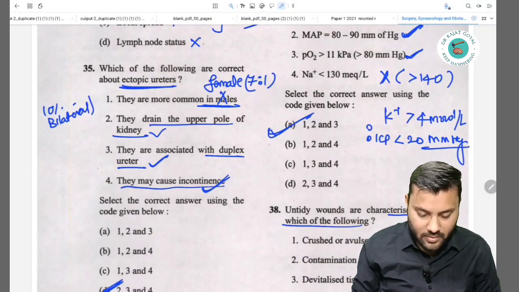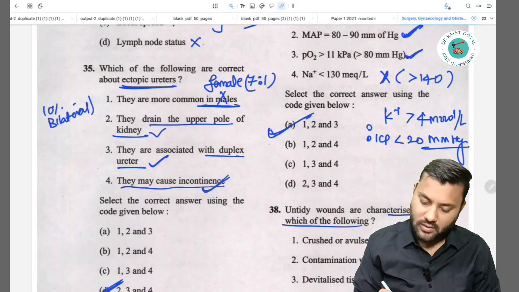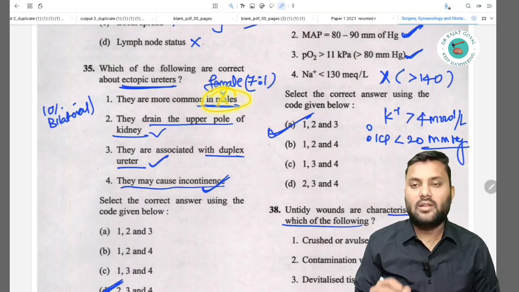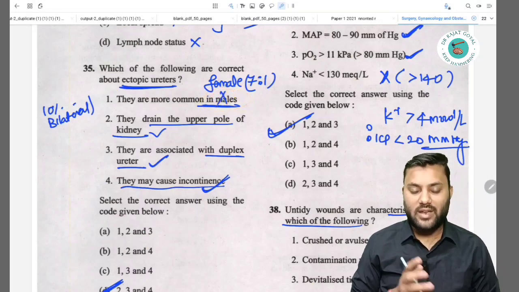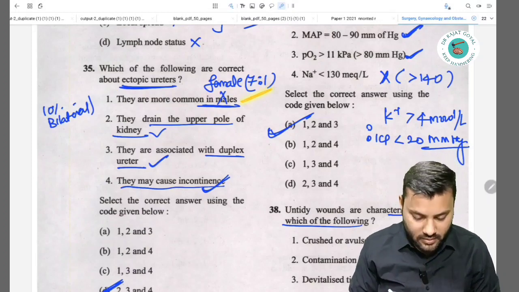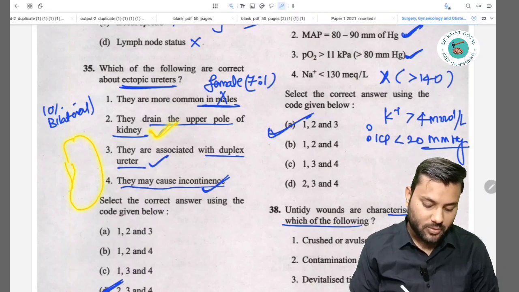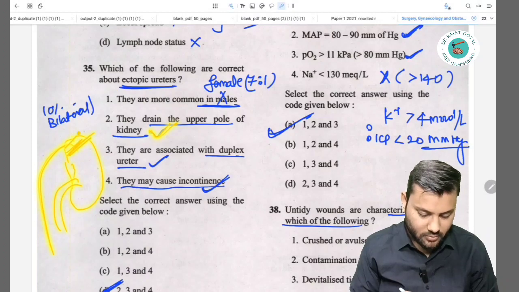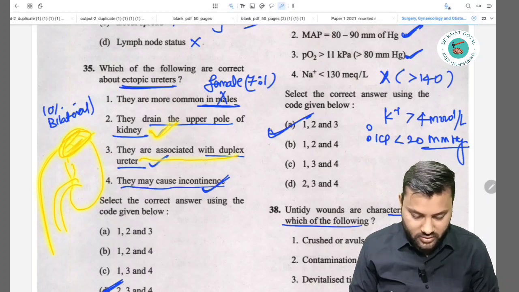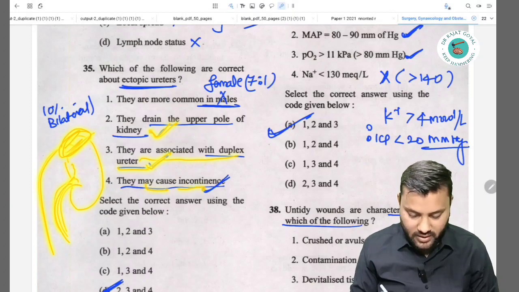Which of the following are correct about the ectopic ureters? So they are more common in males. No, ectopic ureters are more common in females, and the male to female ratio of the incidence is 1:7. They drain the upper pole. This is true because whenever the ectopic ureter is present, then they generally drain the upper pole. They are associated with the duplex ureter. Yes, this is also true, and they may cause incontinence.